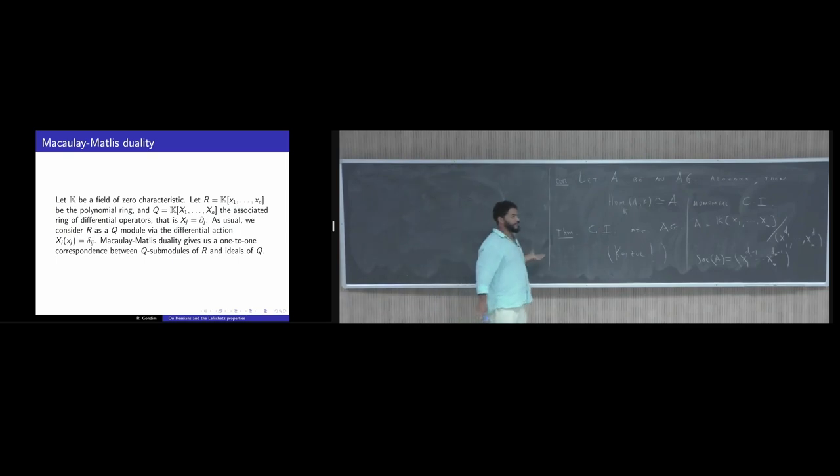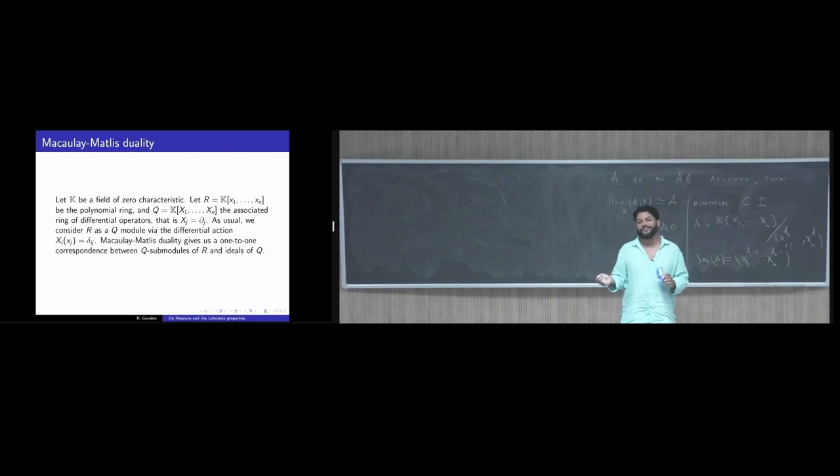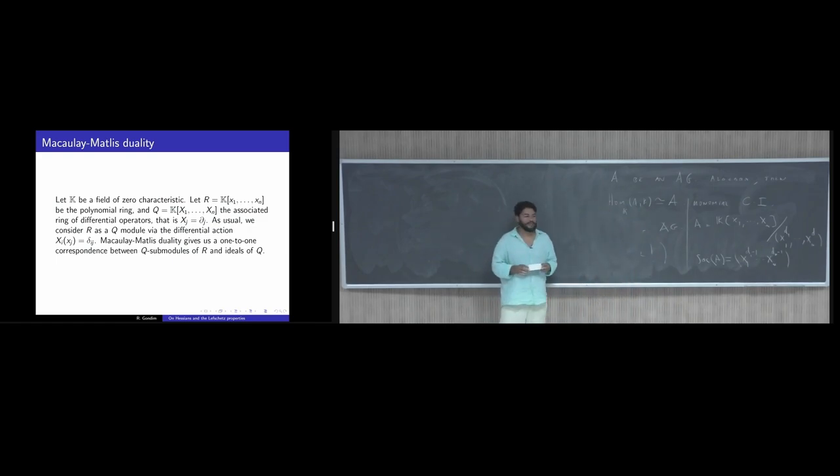There are lots of more general versions of Macaulay-Matlis duality, but in this course we will concentrate on the case of algebras over a field of zero characteristic, where there is some kind of a differential version of the Macaulay-Matlis duality. This differential version allows us to link the classical polarity theory, which is completely related with the Gordan-Noether theory, and these Lefschetz properties for AG algebras.